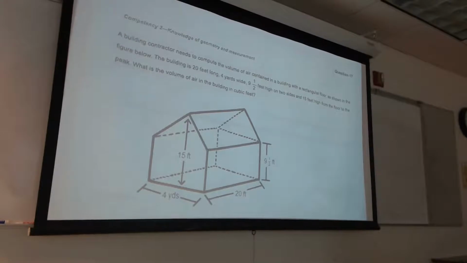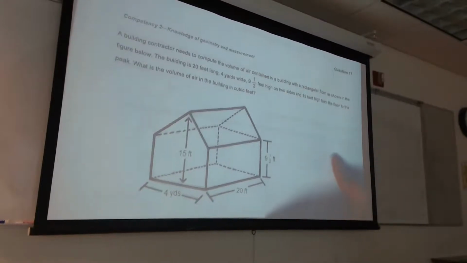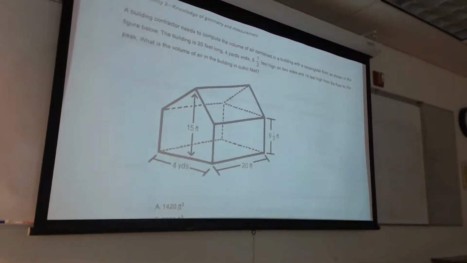You want to? All right, look at this nice little house. Look, they drew it for us. All righty. We could try to draw this, but let's not. A building contractor needs to compute the volume of air contained in the building with a rectangular floor as shown in the figure below. Now first, what's volume?